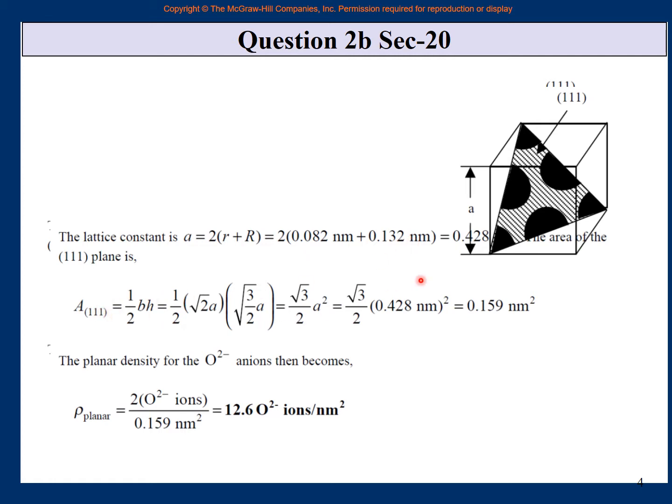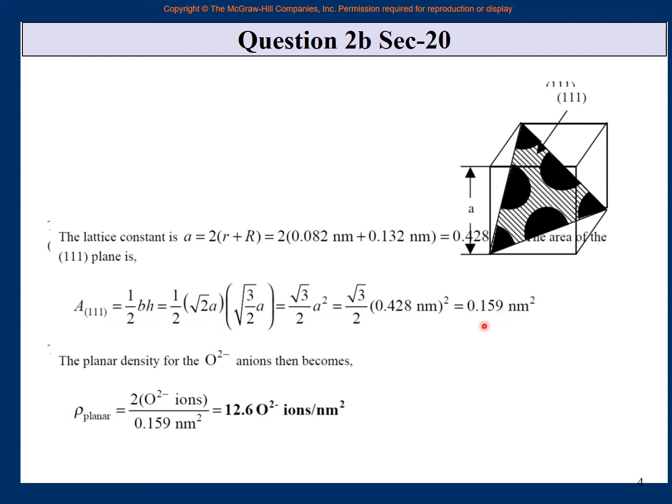What is the area of this triangle? Area of any triangle is half base into height. Base is very simple. If this is A and this is A, then this base is root 2A, right? So half into base is root 2A. And remember that we exactly solved in a solved problem in the class that this height will be equal to root 3 by 2A. So this is it, root 3 by 2 A square. Now you have already found the value of A, so you put it there, and this is nanometer square. So this is the area.